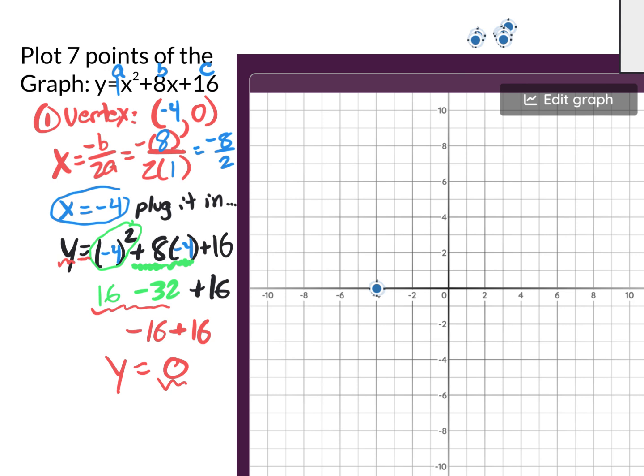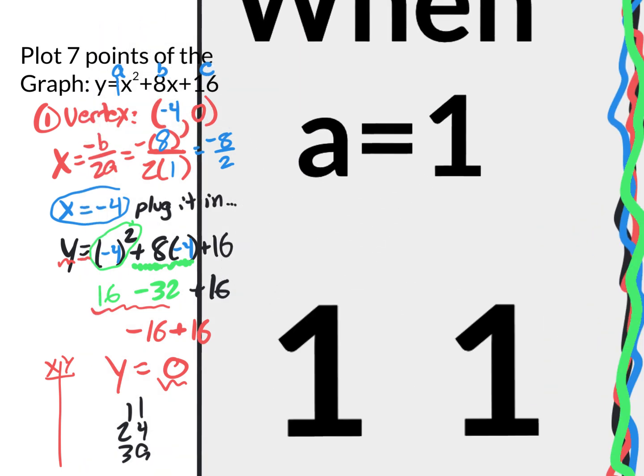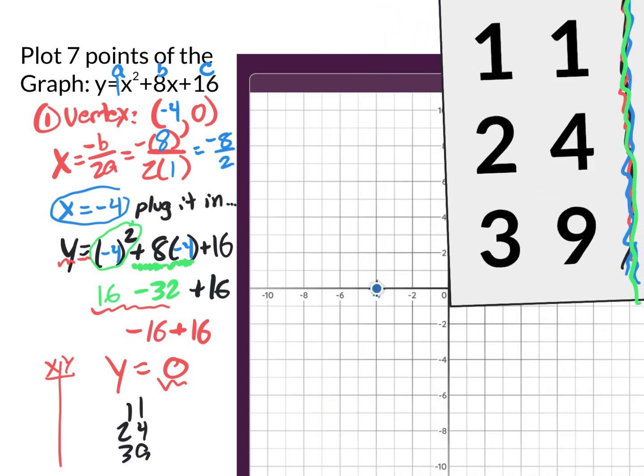Now, after that, you need more points. So you could, if you wanted to, go to an input-output table, an XY table, or even better, recognize that because it has an a value of 1, you know it's opening up. And because the a value is 1, that means that you could use the pattern 1, 1, 2, 4, 3, 9, right? That same pattern that we've been talking about. There it is. When the a value is 1, use the pattern 1, 1, 2, 4, 3, 9.